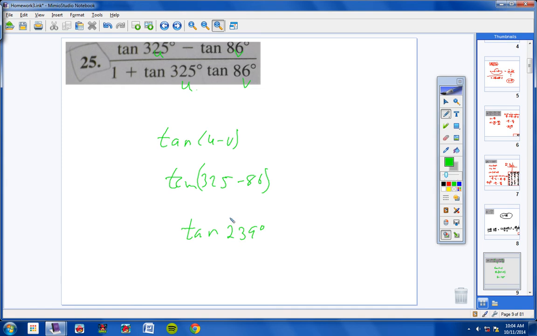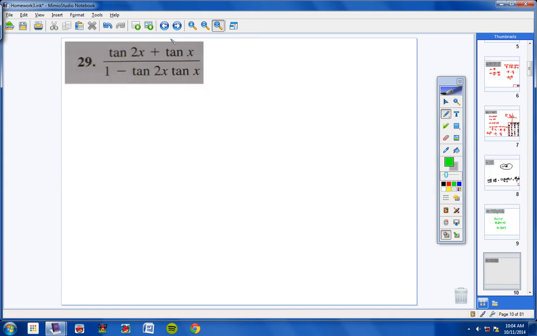Okay, not too bad. All right, number 29, same thing, I believe. We have two tangents, but it'd be a little different. We have a plus sign here and a minus sign down here. If you look at your trig identity, you'll see it's tangent of u plus v. So u is 2x, and v is x. For u we'll put 2x, for v we'll put x. And so the answer would be tangent of 3x. Pretty simple. Moving on to number 33.